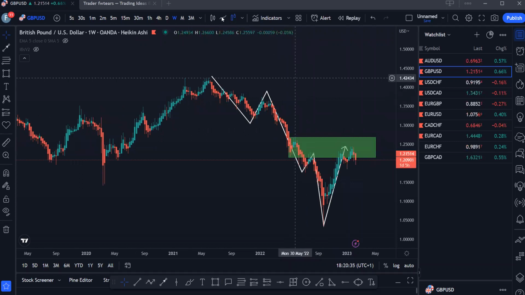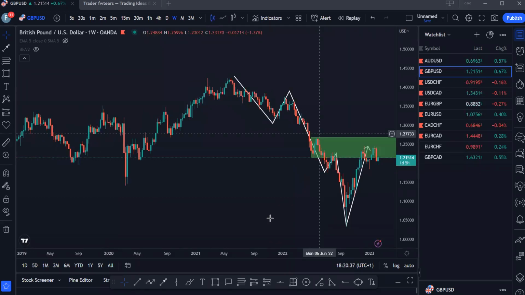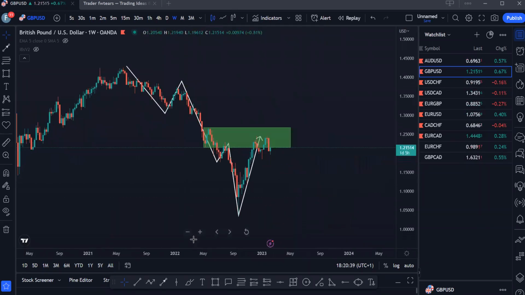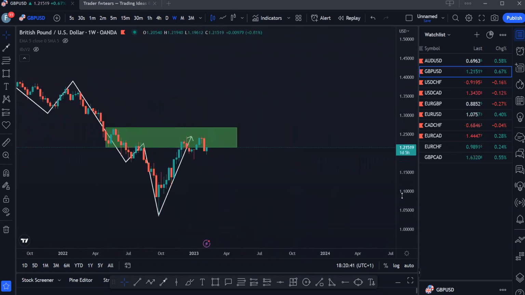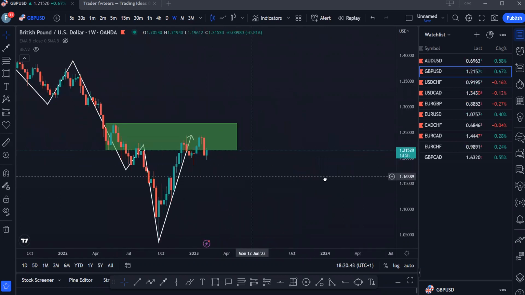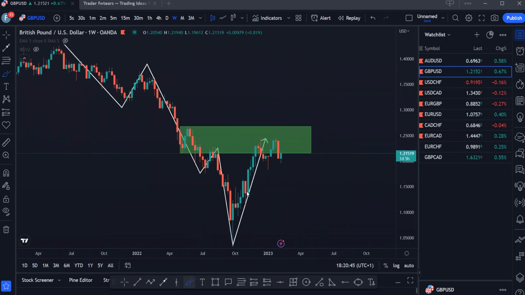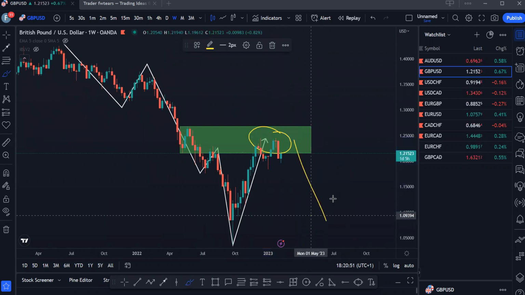All right, so on the weekly we are in a retracement. We are in retracement on the weekly, and then anywhere from this zone, we're expecting a push down, because this is a supply, and in a supply we are looking for sales in a supply zone.